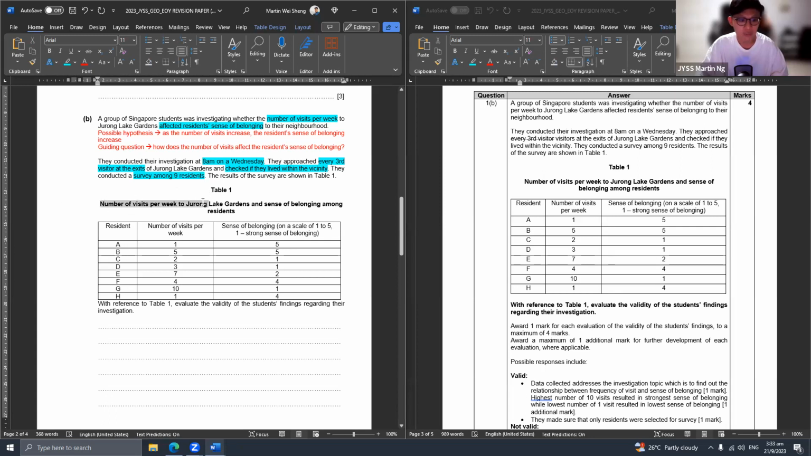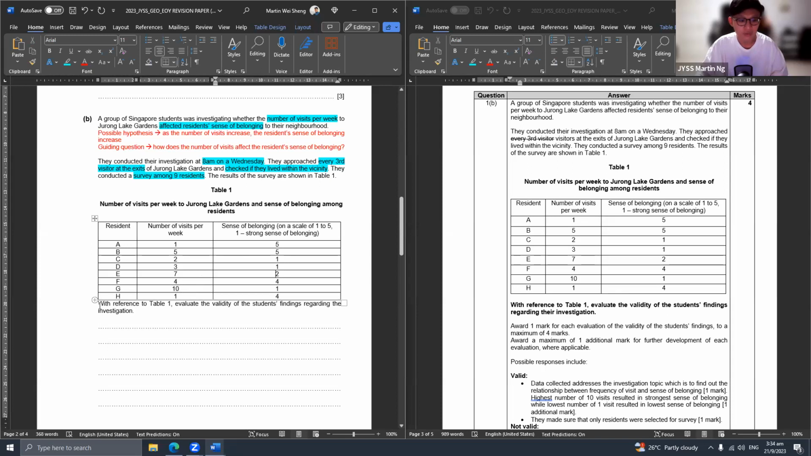All right. So from there, they decided to plot a table. So the number of visits per week to Jurong Lake Garden and sense of belonging. So we can see resident A, B, C, D, E, F, G, all the way until H, and then the number of visits per week. Okay, this guy, I don't know how he visits 10 times a week, but okay, we just take it as that. And then the sense of belonging on a scale from 1 to 5, 1 being the strong sense of belonging. Okay, so when you see this, number 1, you would understand that, oh, this person has a very strong sense of belonging to the place.